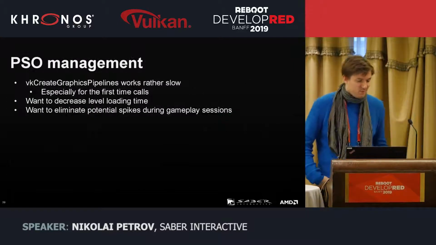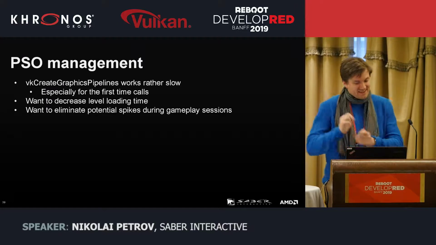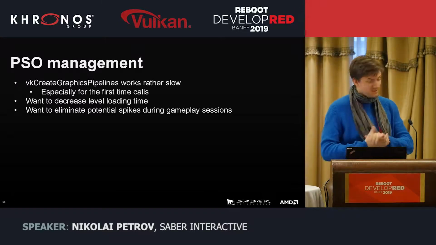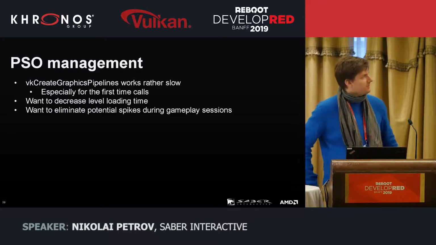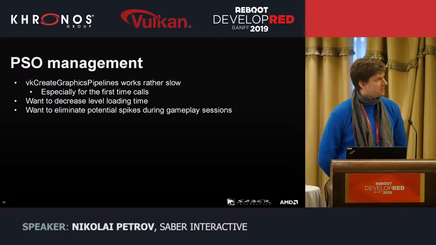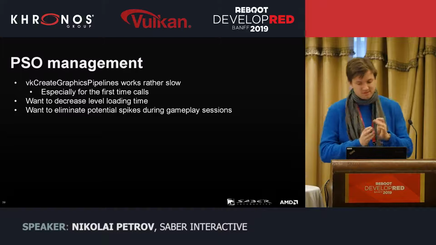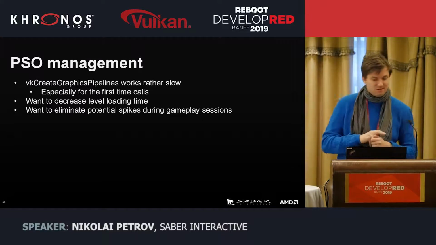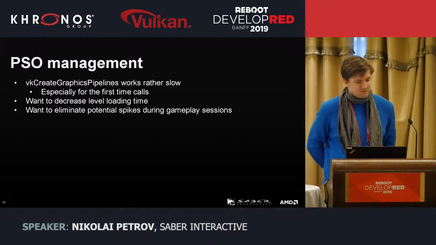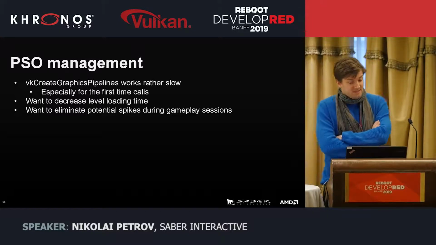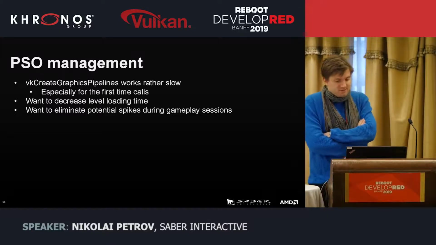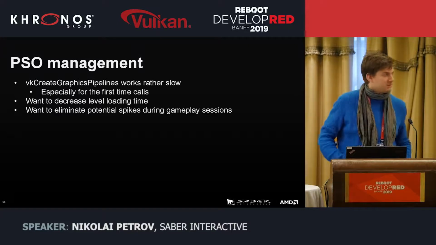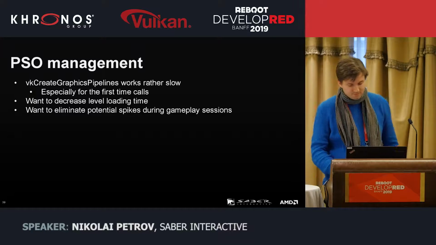Okay, and at the end, I would like to mention the PSO management topic. We have a real problem with Vulkan: the vkCreateGraphicsPipelines function works really slowly compared with the analogous functionality in the D3D backend. The cold boot of our game has taken a very long time, up to 10 minutes. Spikes in creating shaders during game sessions were extremely large too.